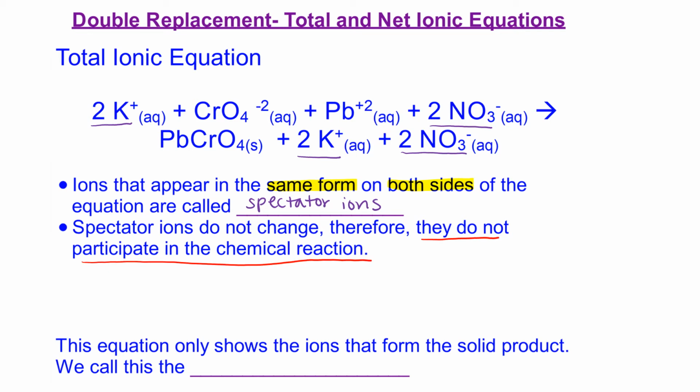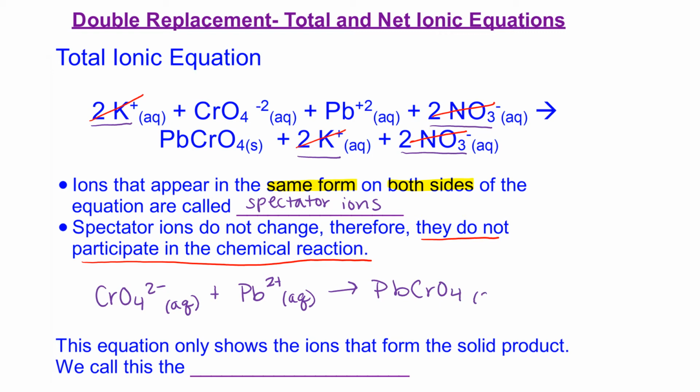So now what we're going to do is take those spectator ions out. So again, when we look at the equation above, potassium is going to be a spectator ion, nitrate is going to be a spectator ion, and those are the only 2 ions that we see in the same form on both sides of the equation. So now if we rewrite our equation without those spectator ions, we're going to end up with the chromate ion plus the lead ion to produce the lead 2 chromate product.